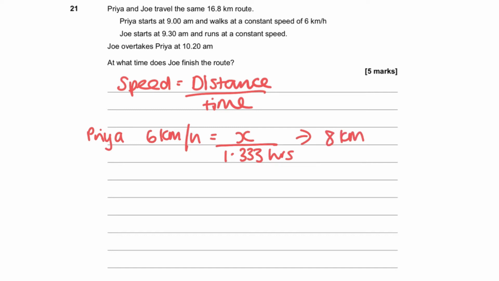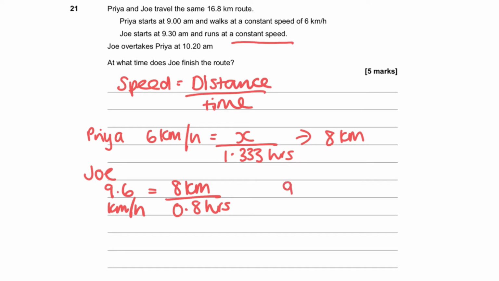So if Joe travelled that same distance, he's done 8 kilometres, but he did it in 50 minutes, which is 0.8 hours. His speed must be 9.6 kilometres an hour. The question says that he runs at a constant speed, so if he's going at 9.6 kilometres an hour, we can use that speed to see how long it takes him to do the full 16.8 kilometres.